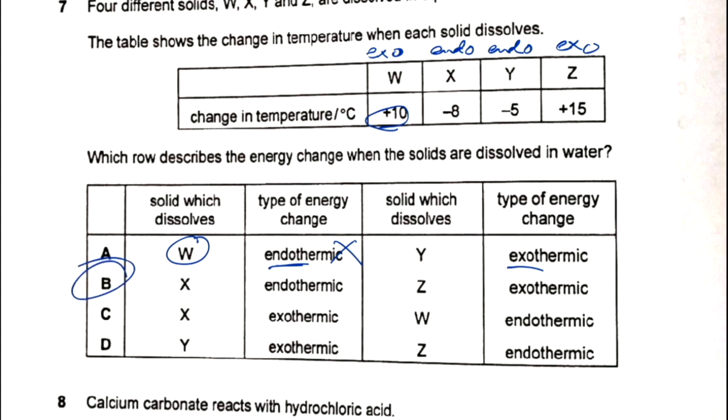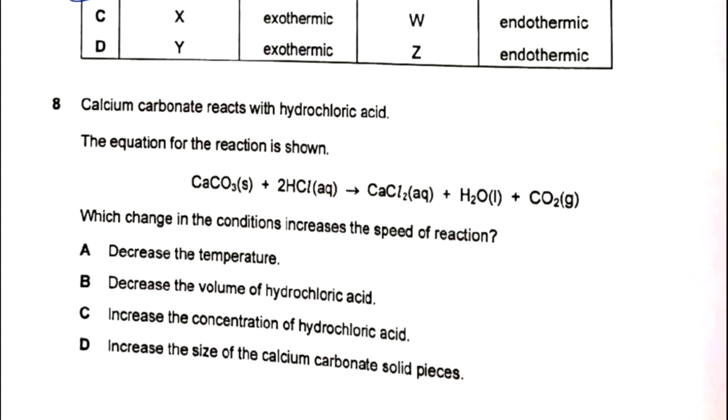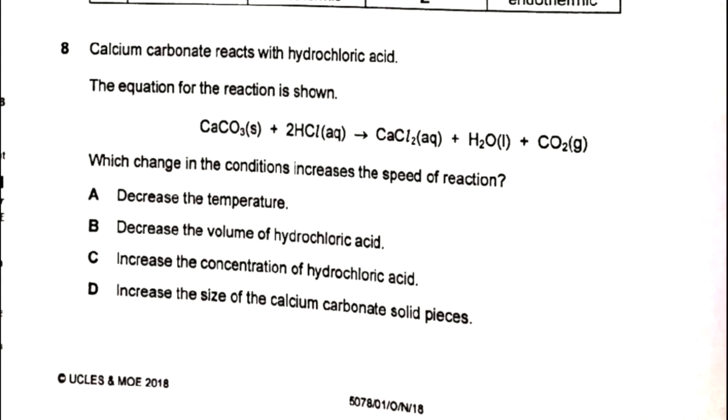Is that okay? Yeah. Next. Calcium carbonate reacts with hydrochloric acid. So this is an acid plus carbonate. We get salt, water, carbon dioxide gas. Which change will increase the speed of reaction?